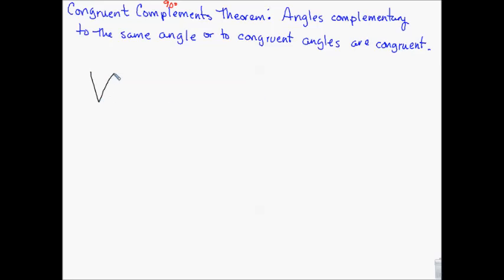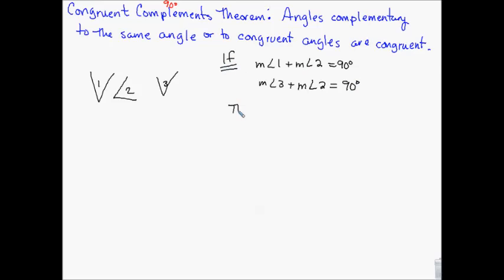If I have angle 1 and angle 2 add up to 90, and then I have some angle 3, and angle 3 and angle 2 add up to 90, then that means angle 1 and angle 3 are the same.